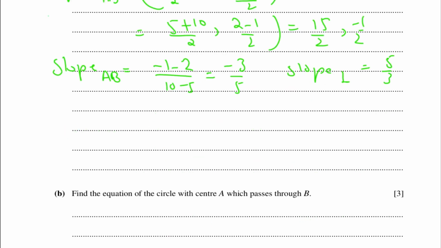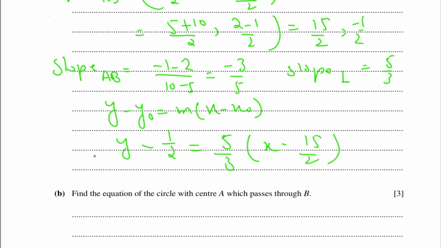Now using the formula y minus y naught equals m times (x minus x naught), we will get y minus 1 over 2 equals 5 over 3 times (x minus 15 over 2). So that will be the equation of the perpendicular bisector.